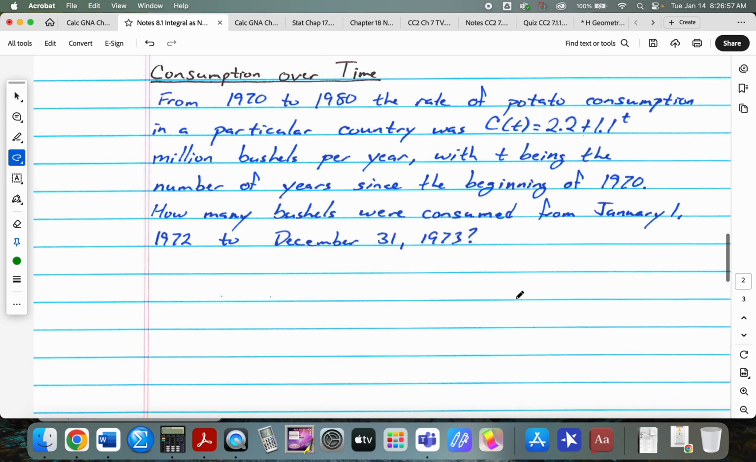All right, so let's look at something that's not acceleration and velocity and position, which, because you've taken physics, you're used to all that.